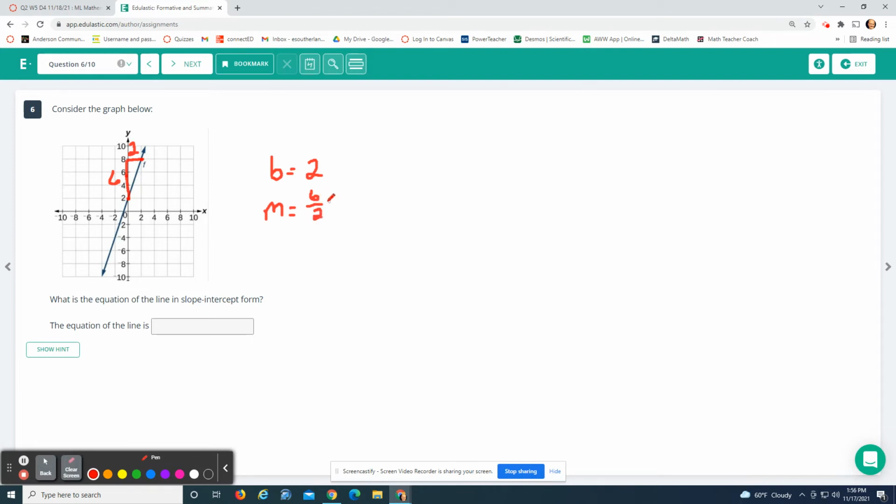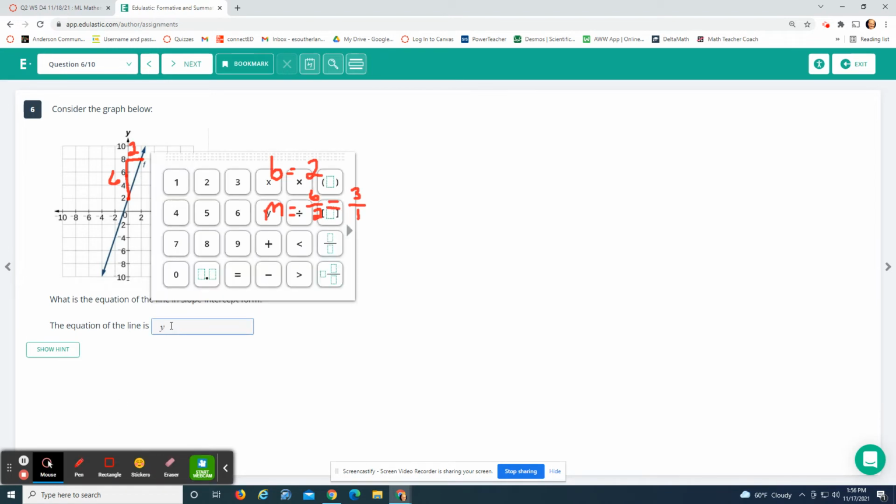Again, don't get tricked here. They're both divisible by 2. So this is really 3 over 1. So this would be y equals 3 over 1 x, and then since it's positive 2, it would be plus 2.